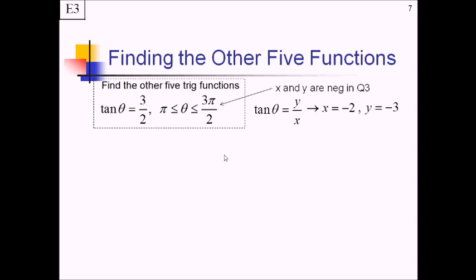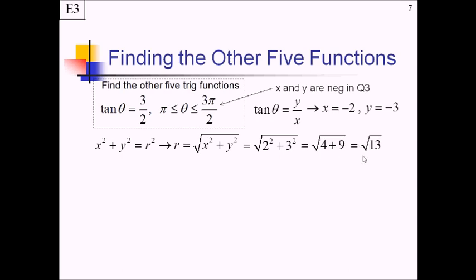There is one trig function you could get right away, and we'll do it later on, but we know that cotangent is the reciprocal of tangent, so you could get that one for free. But we need r for the other trig functions. So let's use our Pythagorean theorem. x squared plus y squared equals r squared. So we need the square root of 2 squared and 3 squared. That's the square root of 4 plus 9, 13. And then we can use r, x, and y to get the other 5 functions.